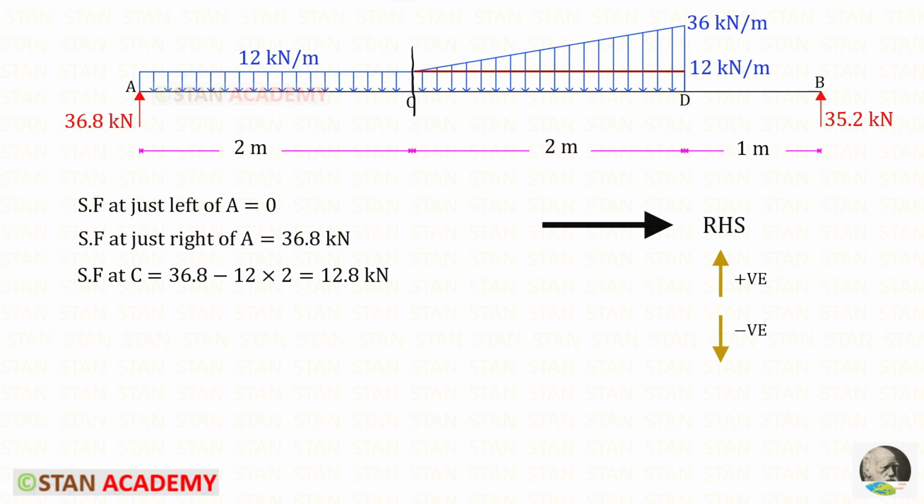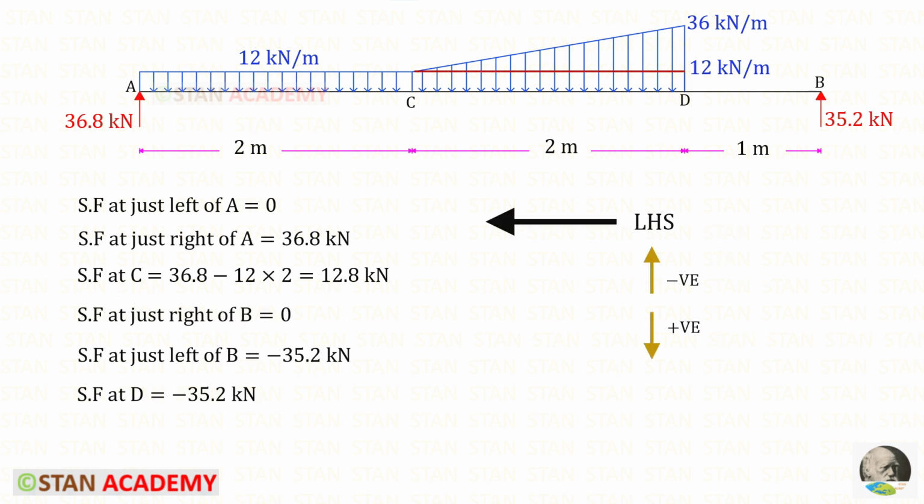The area of the rectangle is 12 into 2. For the shear force at C, we will get 12.8. To find the shear force values at B and at D, let us use the left hand side rule. Shear force at just right of B will be 0, and at just left of B will be RB, which is acting upwards, so it will be negative. Let us find the shear force at D. Up to D, we have only RB, so here also we will have the same shear force, minus 35.2.